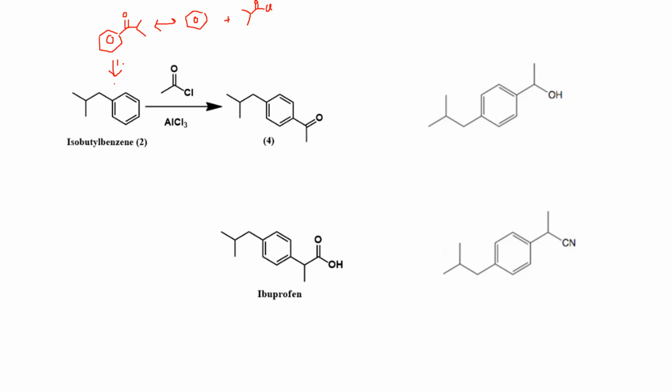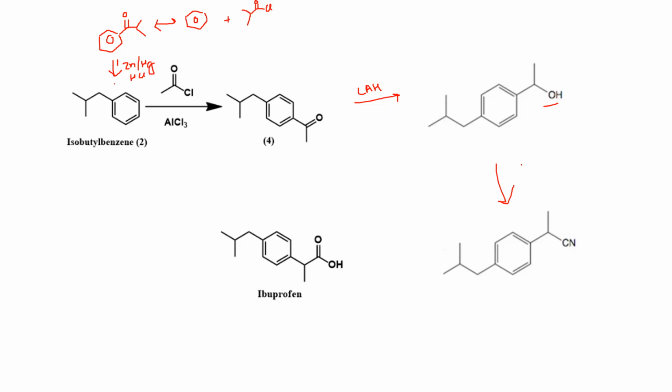if you reduce this through zinc amalgam Clemmensen reduction, we will get this isobutyl benzene, followed by, if we perform the Friedel-Crafts acylation again, we will get this. Further, if we reduce this carbonyl group with LiAlH4, it will get reduced to alcohol.